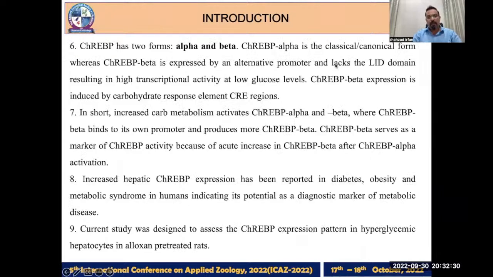Now, if we look at the isoforms, the CREB has two different isoforms, alpha and beta. The alpha is the classical or the canonical isoform, whereas the CREB beta is expressed by an alternative promoter. The main difference between the alpha and beta isoforms is that the beta isoform lacks the low glucose inhibitory domain, which means that at low glucose levels, the transcriptional activity of the CREB beta is not affected.